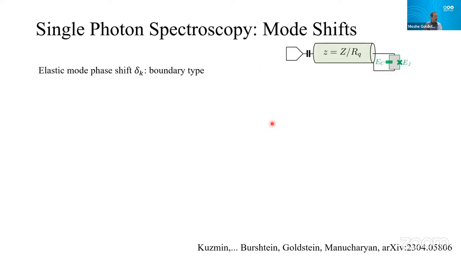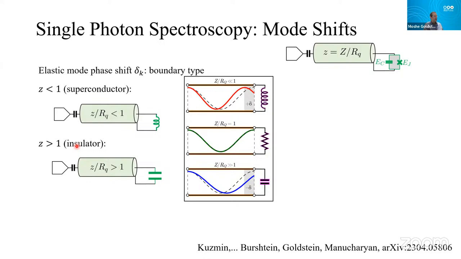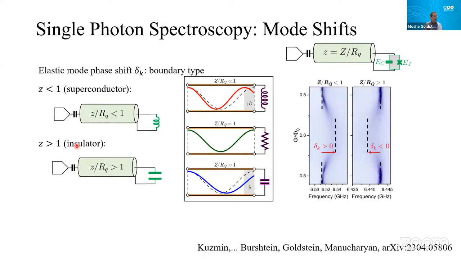What our colleagues can do now is look at the system again using single photon spectroscopy. This is nice because, as opposed to DC measurement, you excite the system by the minimal amount, a single photon. If you have this transition, then your junction will effectively behave either as an inductor if it's superconducting, or as an insulator, a capacitor, if it's insulating. That should translate into two behaviors of a shift of the mode, and one can see that.